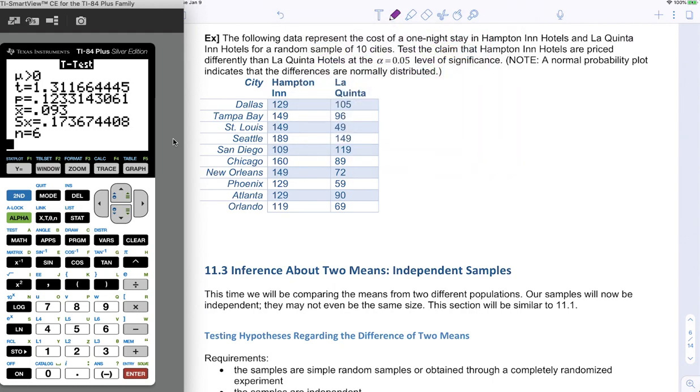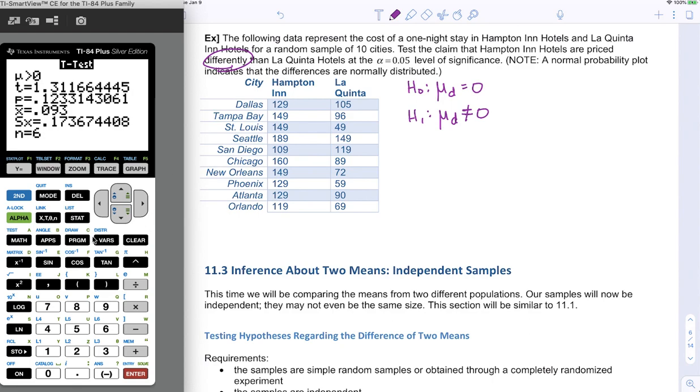Okay, so this one, a word is jumping out to me. That word is differently. This is giving us the hint for our alternative hypothesis. Our null hypothesis will always be the same, that the population mean differences are 0. Meaning if you subtracted, you get 0. So we would say the prices are the same for the hotels. The alternative is that the prices are different. So this alternative hypothesis will be that mu d is not equal to 0.